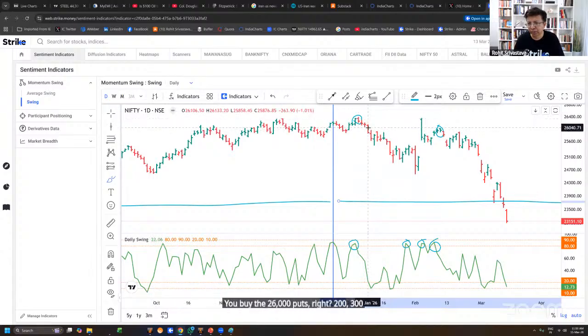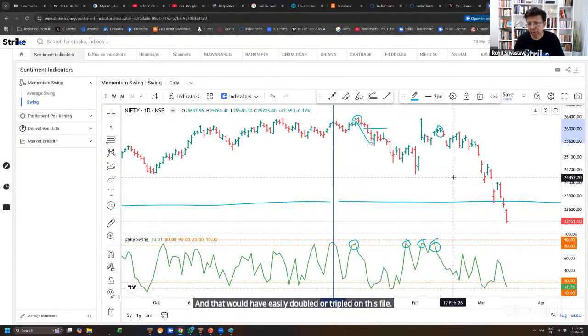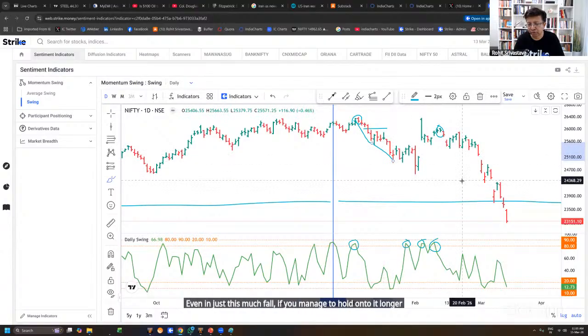200, 300 points within 1% out of the money. You could have bought it here and that would have easily doubled or tripled on this fall. Even in just this much fall, if you manage to hold on to it longer, it would have grown even more. Okay. And you could do that based on hourly RMI cycles.